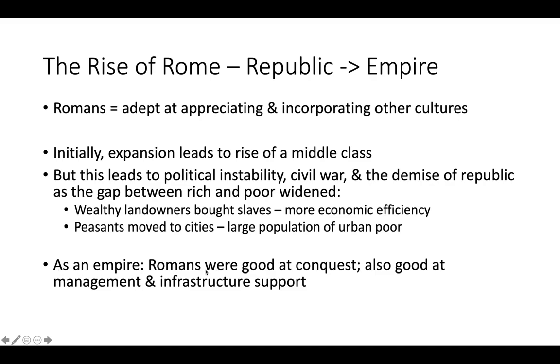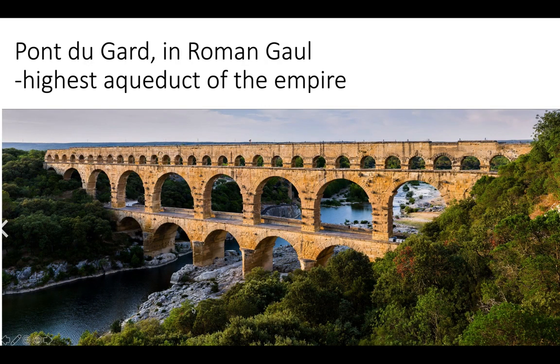As an empire, Romans were really, really good at conquest. They're also really good at management and infrastructure support. This connects to the first bullet point. This is another reason why conquered territories don't rebel against Rome: the Romans were super good at building cities, basically. As an example, lots of aqueducts were built throughout the Roman Empire.